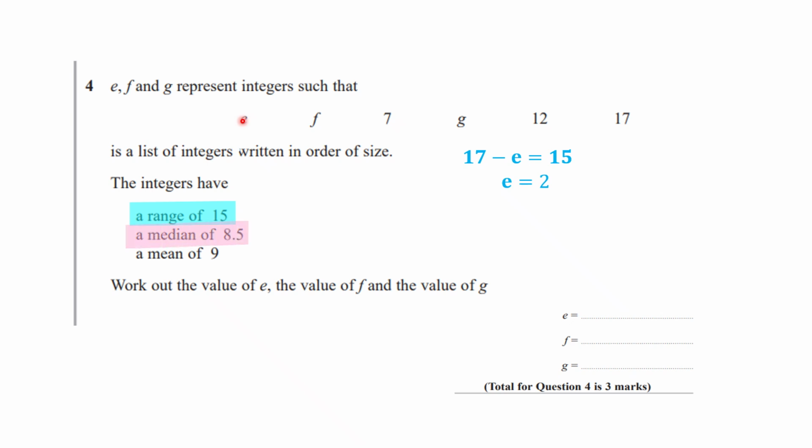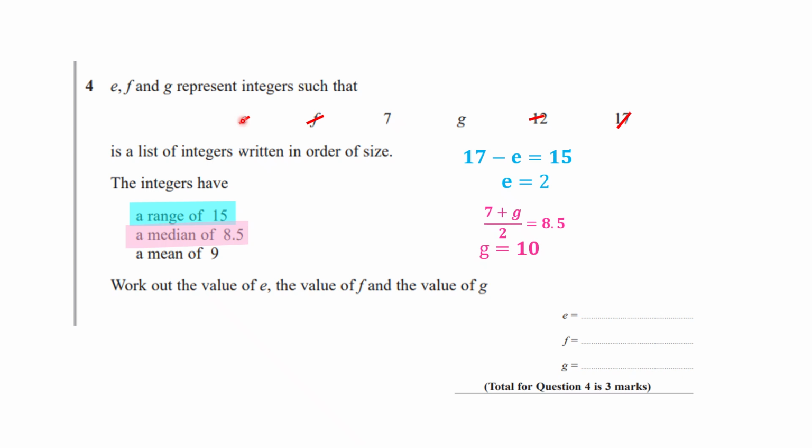The median is the middle number. So let's find the median. We find it by crossing one here and there. Cross E, cross 17, cross F, cross 12. The middle number is the median. We have two middle numbers. That means (7 plus G) divided by 2 equals the median, which is 8.5. Now, what number divided by 2 equals 8.5? It's 17. 17 divided by 2 equals 8.5. That means G is 10 because 7 plus G is 17.